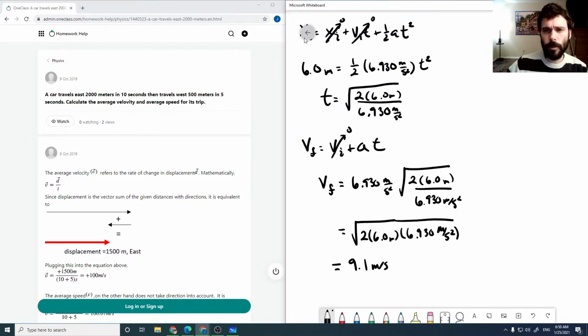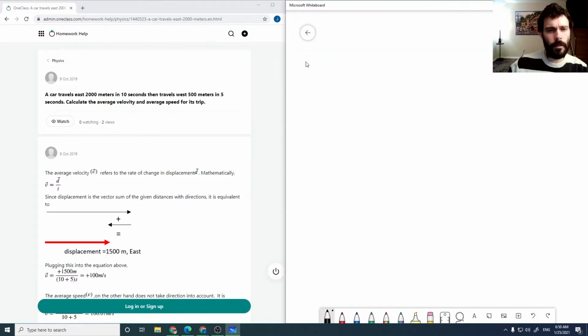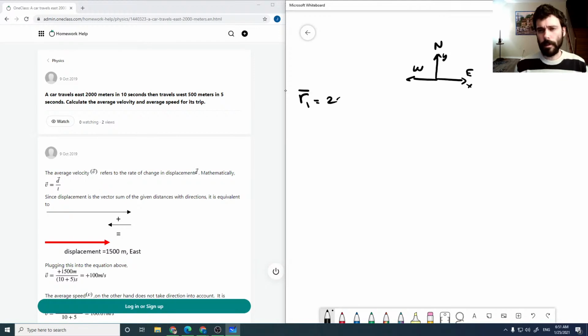Another fairly simple one. So we've got a car that travels east, and I'm going to call east my x direction, and west my negative x direction, and north will be my y, but that doesn't matter here. So my first displacement is 2,000 meters in the x hat direction. My time is 10 seconds.